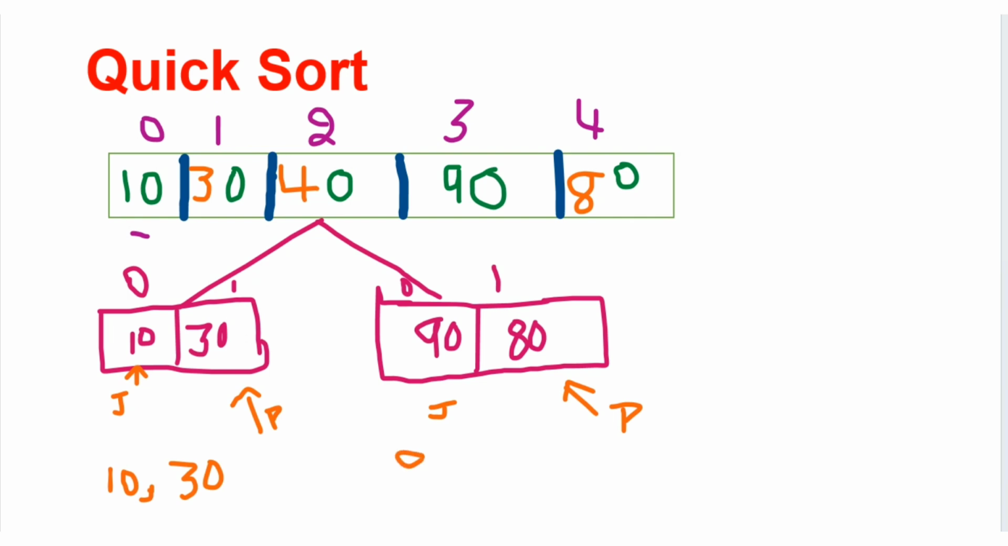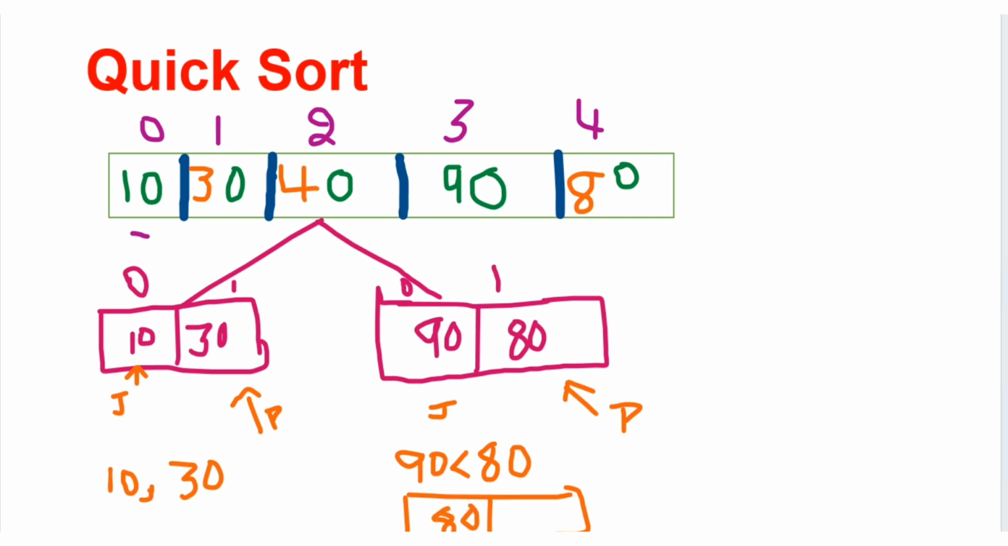This has the pivot element and this has the j. We compare j with the pivot element. 90 is less than 80? No, right? 90 is greater than 80? Yes. 90 is less than 80? No. So what I need to do is swap i and the pivot element, 80 and 90. After swapping we get 80 and 90. Now 80 is in its correct position.